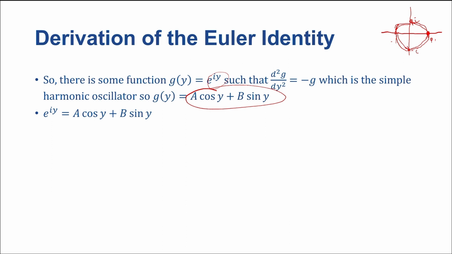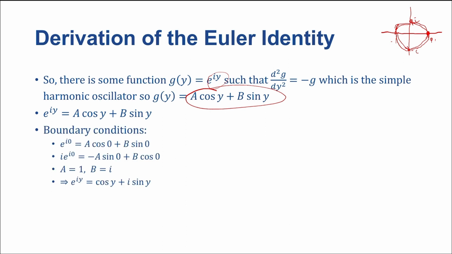Anyways, we have this differential equation, and we want to plug in the boundary conditions. So we'll do this for the derivative and for the general function. So e to the i times 0 is equal to a cosine of 0 plus b times sine of 0. And then we can use the derivative as well of e to the iy and plug in 0. So we get i times e to the i 0 is equal to negative a sine 0 plus b cosine 0. Now we can use this as a linear system of equations.